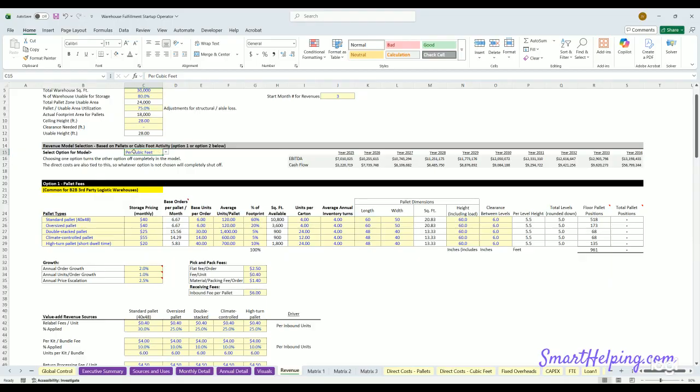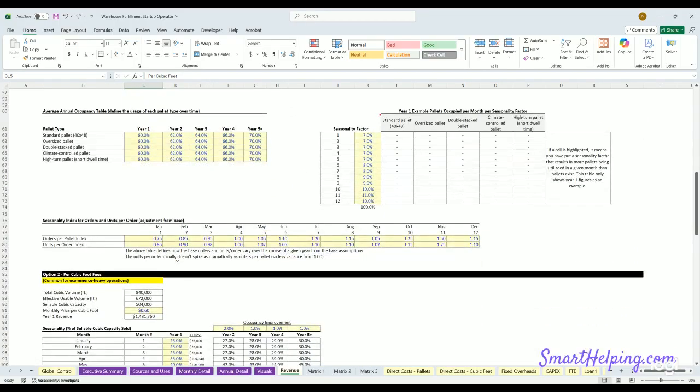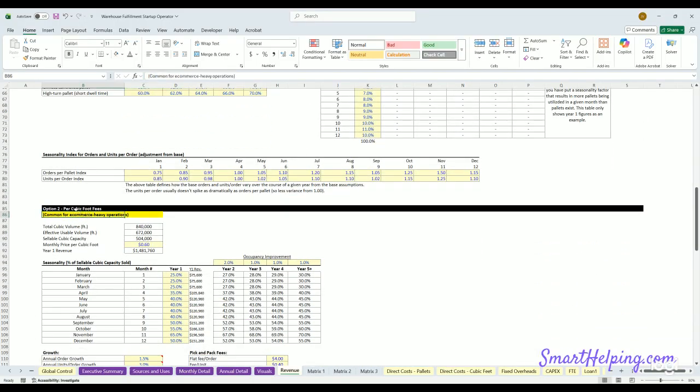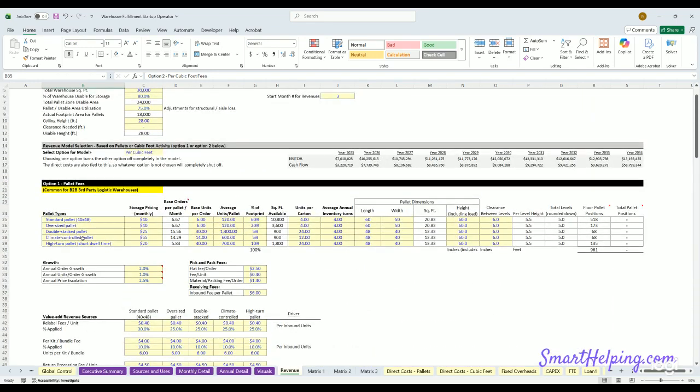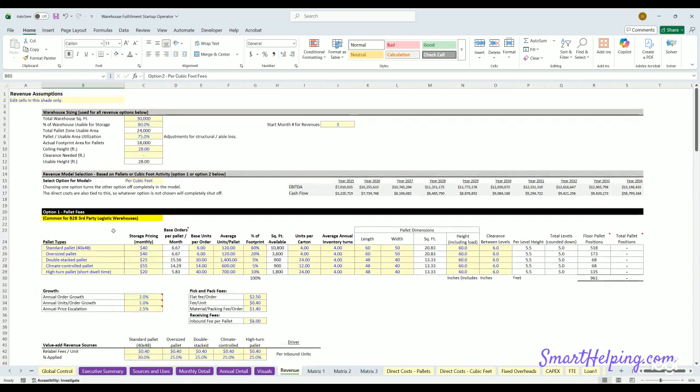But if you choose option 2, it's more of a square foot basis for e-commerce heavy operations. And I thought it's better not to try to blend them and just make something that works for everything, because they're quite a bit different in the thought process, just because of how they work. So we have two separate things: pallet based or cubic feet.